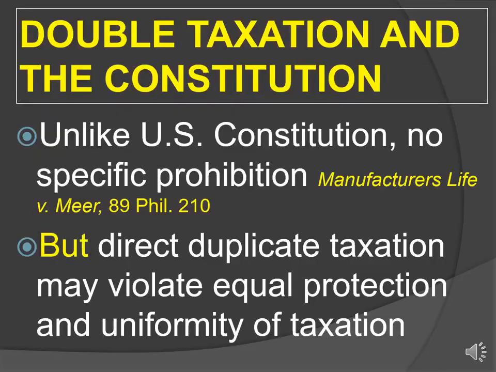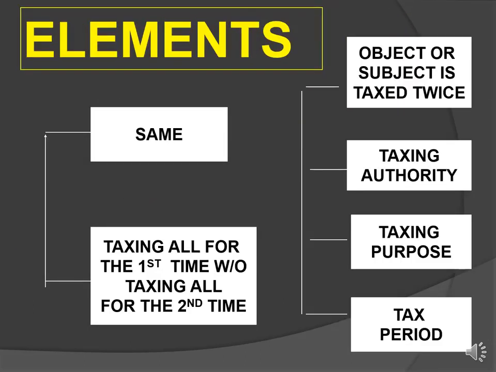So, the Philippine Constitution has no specific provision which prohibits double taxation, unlike the US Constitution, which has a specific provision. But direct duplicate taxation may violate the equal protection and uniformity clauses of taxation, as we have explained before. So recall the explanation here. Go back and have a look at this.